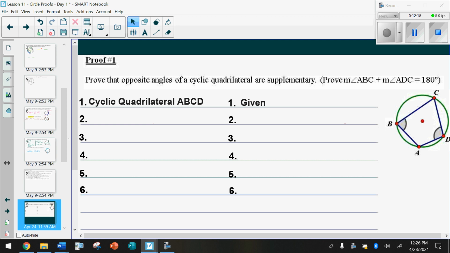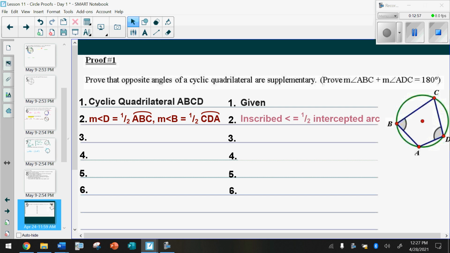We are supposed to figure out how to make the opposite angles add up to 180 degrees. Now, angle CEA is an inscribed angle, and angle CDA is also an inscribed angle. So that means those inscribed angles are half the measure of the intercepted arc. So the measure of angle D is half of arc ABC, and the measure of angle B is half of arc CDA.